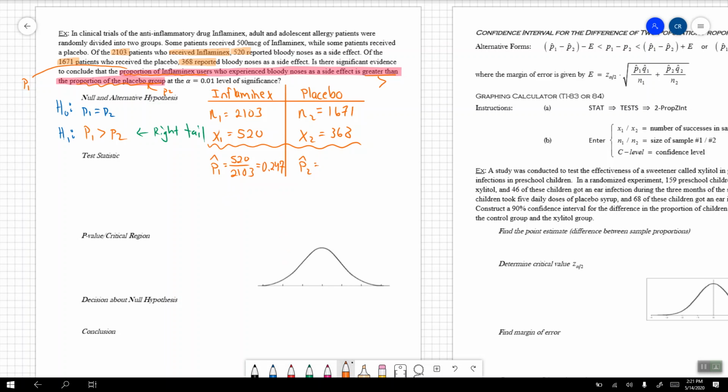Now I want to erase all this down here. All right, second proportion, this is going to be 368 divided by 1671. So we're going to go through 368 divided by 1671.